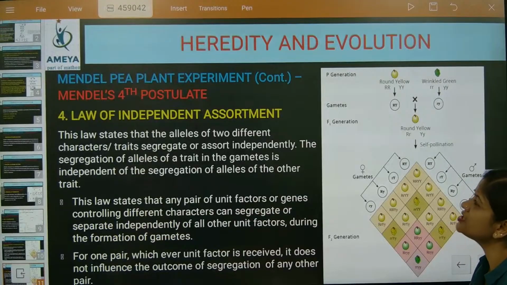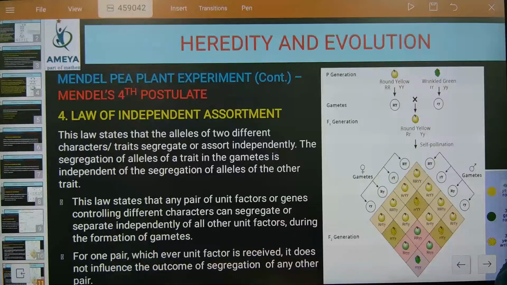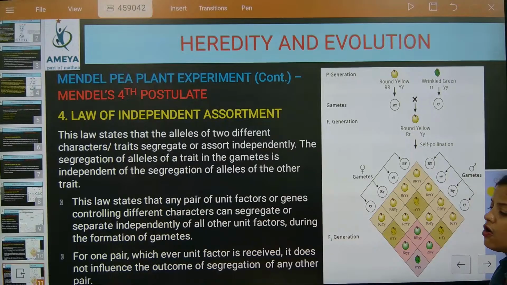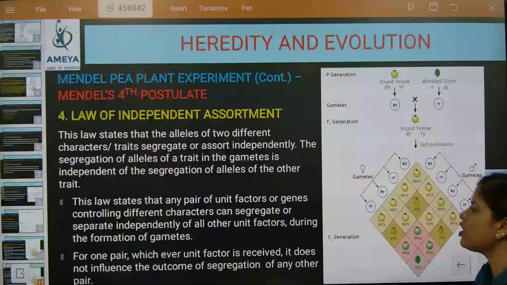So now, based on this, he has postulated the law called the law of independent assortment. That's a very important one. This law is called the law of independent assortment. This PDF will be available to you children. Okay. So what is the meaning of law of independent assortment? This law states that the alleles of two different characters segregate or assort independently. Understood? They will be independently segregated, and then after segregation, they will independently get chosen. Got it?